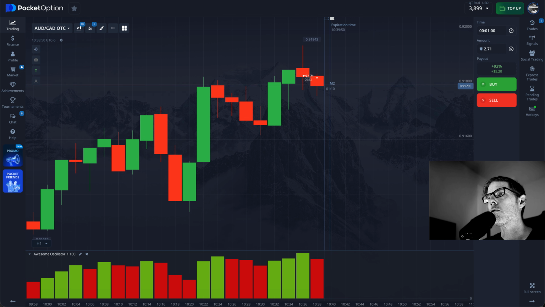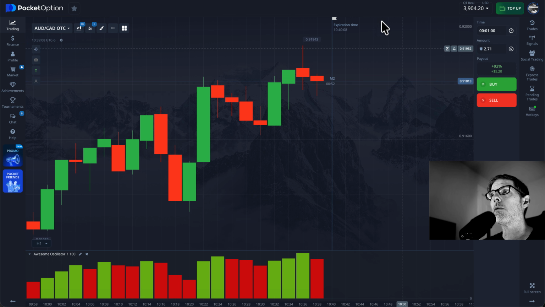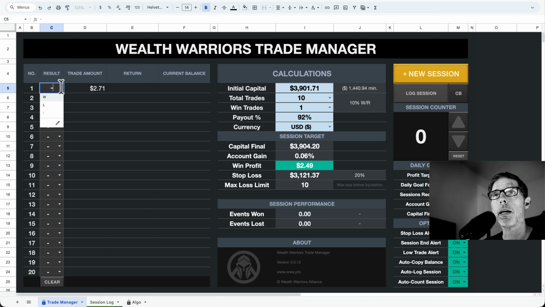So let's see what's going on here. So now the candle has 2 minutes. It has 1 minute to go on the candle, but the expiry is only 1 minute. So we've only got 4 more seconds to go. And so far, so good. And it looks like it's a win, guys. It's not always going to be a win. But when we do have a win, I'll come back over here to the trade manager.